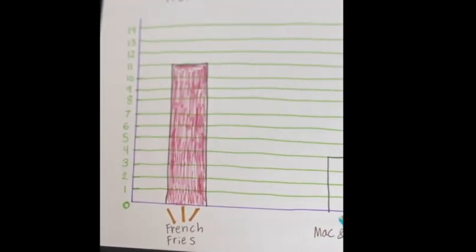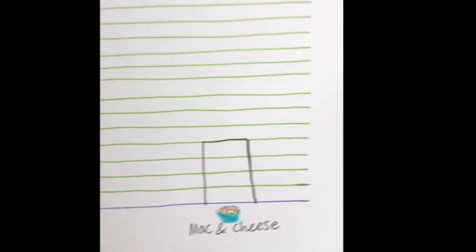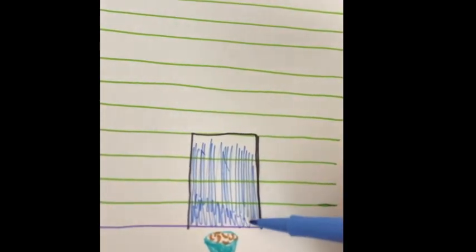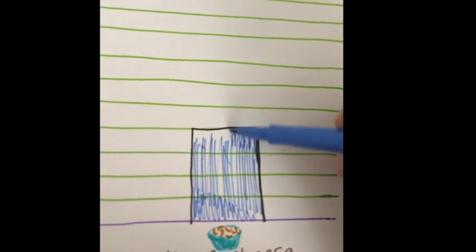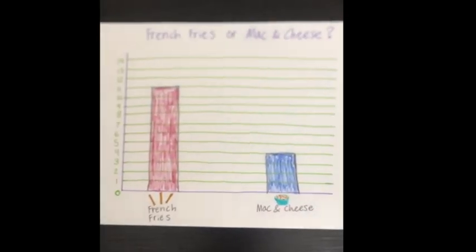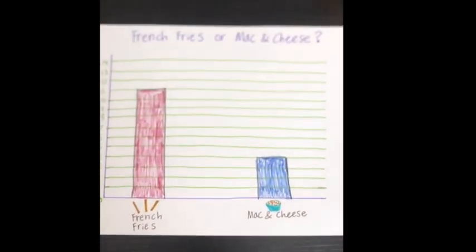I want to do a color that looks vastly different from this pink because I don't want to confuse the French fries and the mac and cheese. So let's do maybe a darker color. I like this color. Let's do that. Okay, I'm gonna fill in this bar. There we go, my friends. I successfully plotted my data into a bar graph.